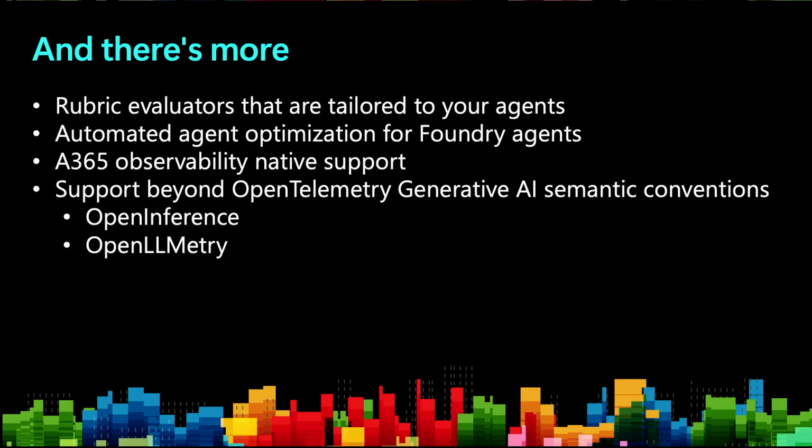Cool. And there are so many great Foundry features that we cannot cover due to time constraints in this session, but want to call out on them so that you guys can check on them later. So rubric evaluators create a customized evaluation plan tailored to your agent, right? So that solves your evaluation cold start problem. Agent optimization improves your agent by fine-tuning your system prompt, trying out different models, and maybe leveraging a few new tools. For customers who want to opt in for A365, Foundry natively supports that.